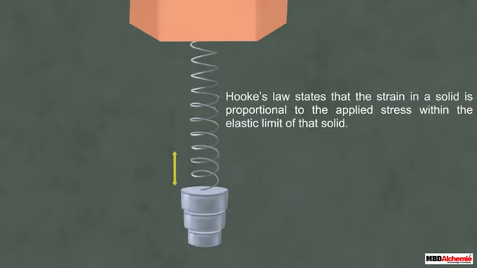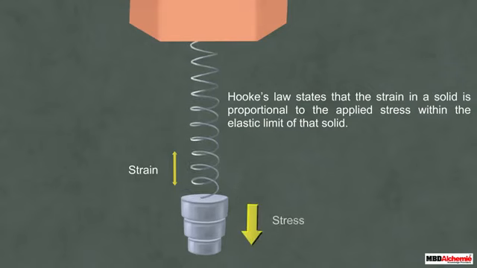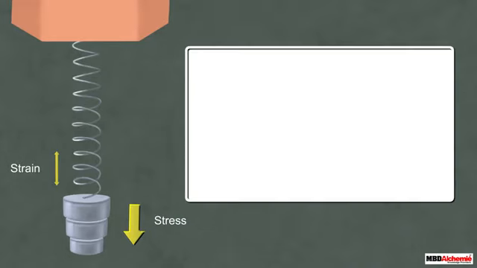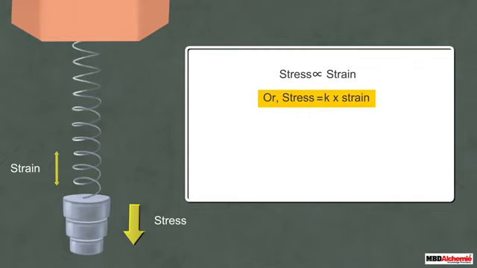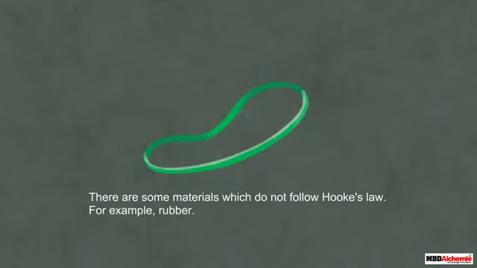Hooke's law states that the strain in a solid is proportional to the applied stress within the elastic limit of that solid. Thus, stress is proportional to strain, or stress is equal to K into strain, where K is a proportionality constant and is known as the modulus of elasticity. Hooke's law is found to be valid for most elastic materials, though there are some materials which do not follow this law. Let's recap.